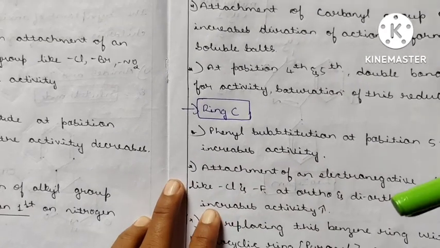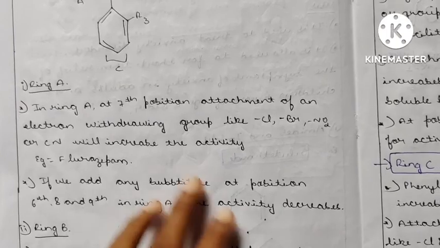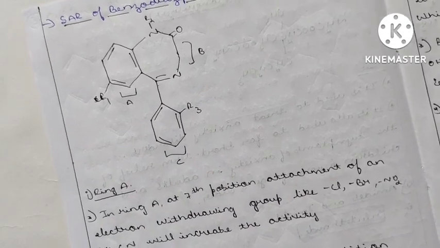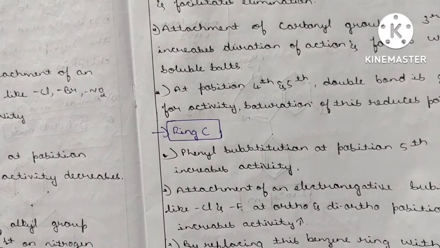Now last is ring C. Phenyl substitution at position 5th increases activity. See, this one is the position 5th. Here what we are doing, we are just substituting one phenyl group here, a benzene group, a very important group. Here if we add that, then only our activity increases.